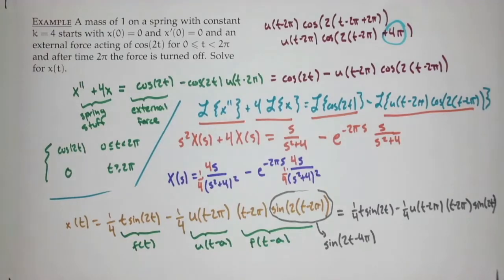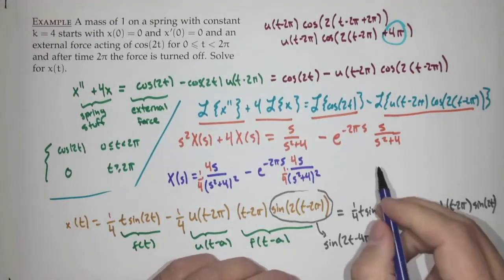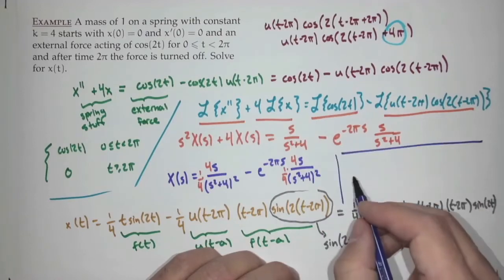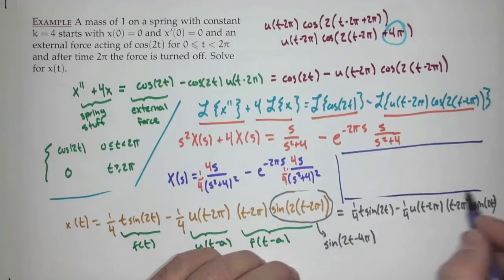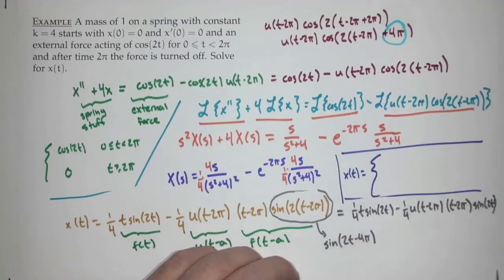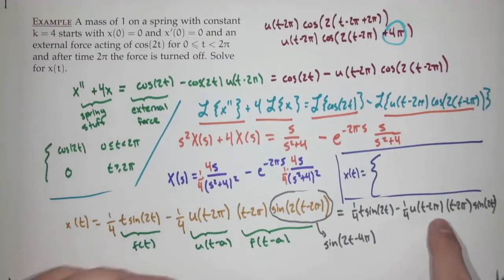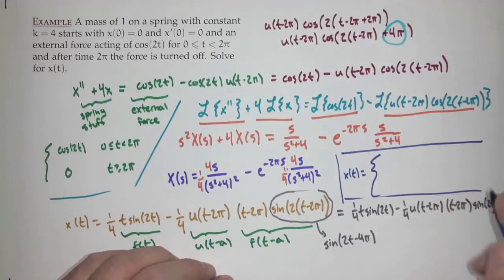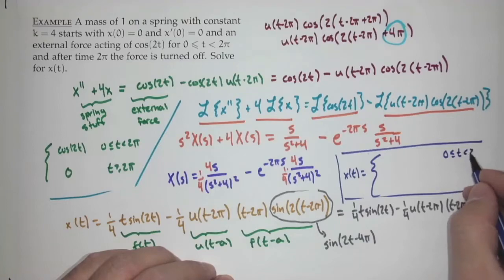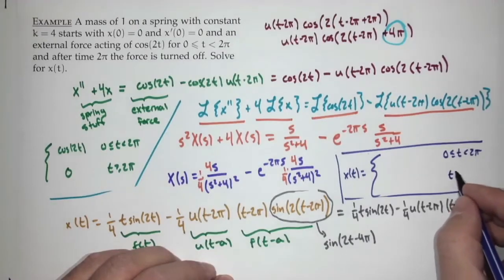We can also do it piecewise. So let's talk about our pieces. x of t equals, where do we make our dividing line? 2 pi, because that's where we turn the switch. So we have stuff that happens before 2 pi. We have things which happen after 2 pi.